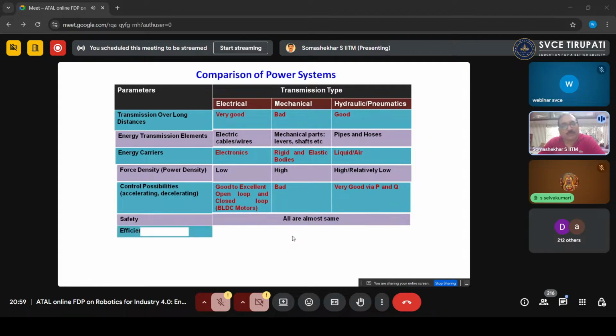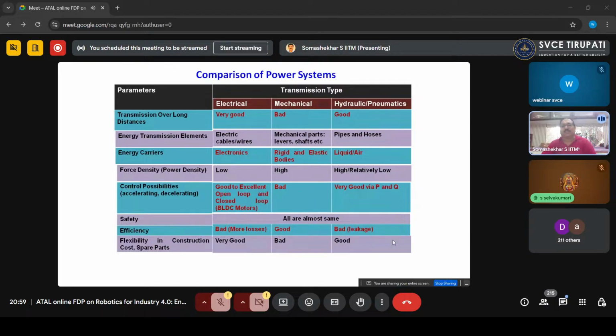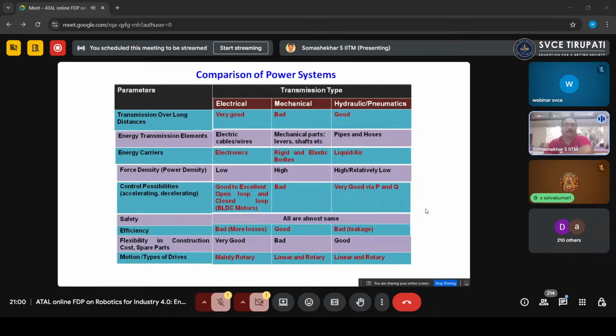Correct. Safety wise, almost all are the same. Efficiency wise, we will see the electrical actuators have more losses here. Mechanical actuators are very good. Hydraulic and pneumatics are bad because of the leakage. Flexibility in construction, you will see the electrical actuators are very good, very easy to implement, and mechanical actuators are bad. Hydraulic and pneumatics are very good. Wherever high power to weight ratio and high speed of response is required in the actuator, hydraulic and pneumatics are suited for the various applications.